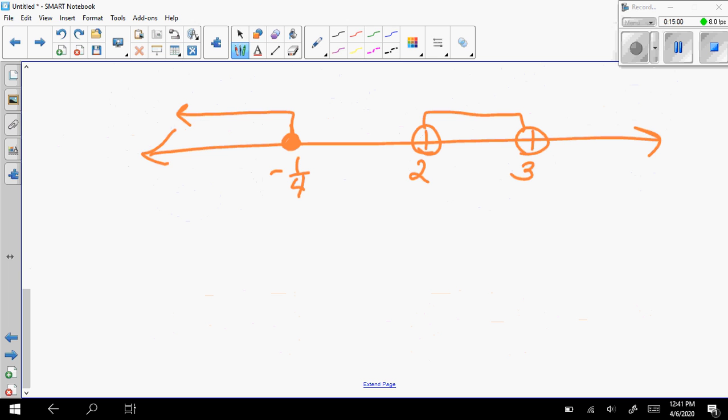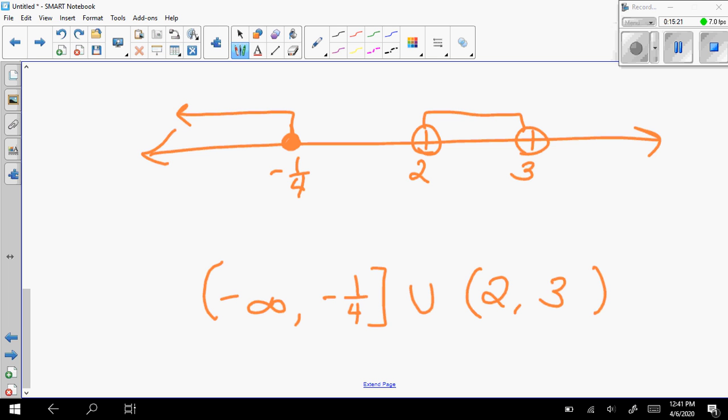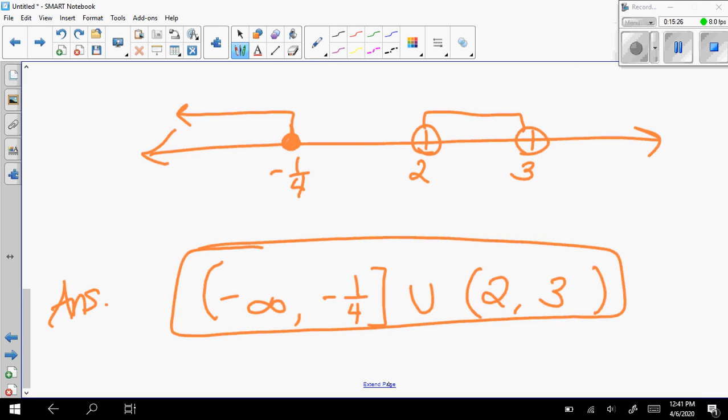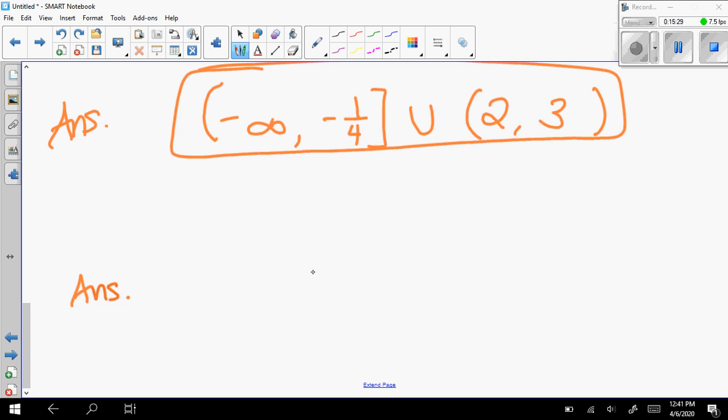How do we write that with the notation? Okay, so we're going to write, it's always a parenthesis, negative infinity comes first, all the way up to negative 1/4, and we're going to use a bracket because it's included, right? Or, the U, it means or, union, parenthesis, parenthesis, because they're open, 2 to 3. So we're not including 2 and 3, or else you would have an undefined fraction. This is your answer, and you need the number line. Another way to write the answer is that it's any number less than or equal to negative 1/4, or it's any answer between 2 and 3.